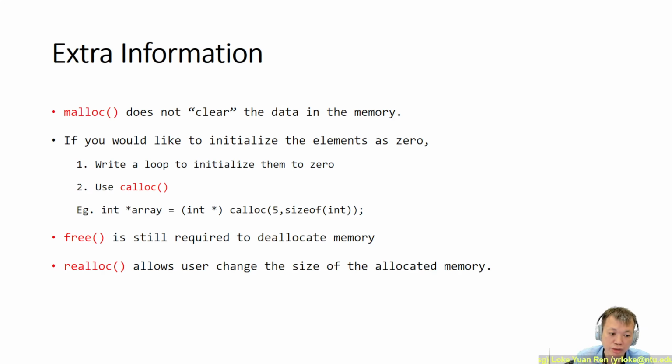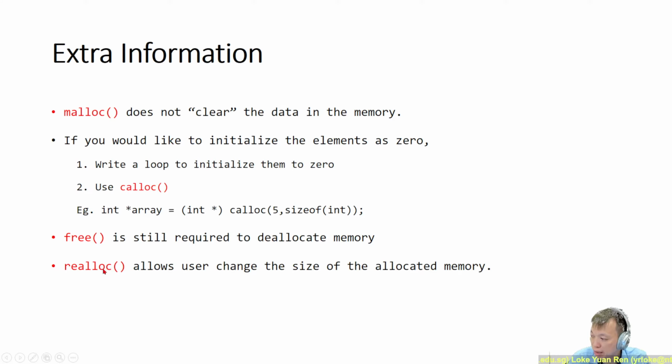If you want to clear, you have two ways. One is to simply write a loop to make all the elements in that memory location 0. Or you use another function called calloc. Calloc will do the memory clearing for you, initializing all the elements as 0. You can try to use this. And whichever you use, in the end, remember to use the free function to deallocate the memory when you no longer need it.